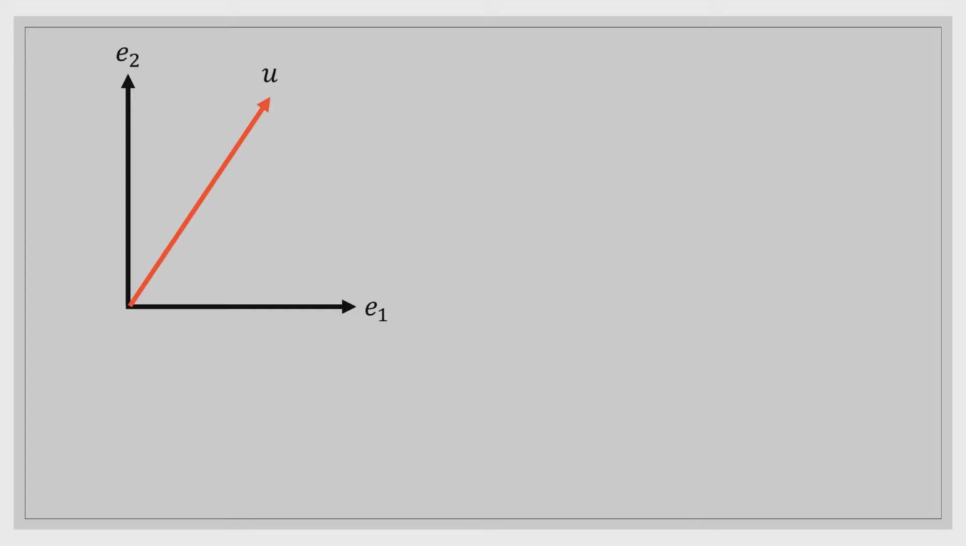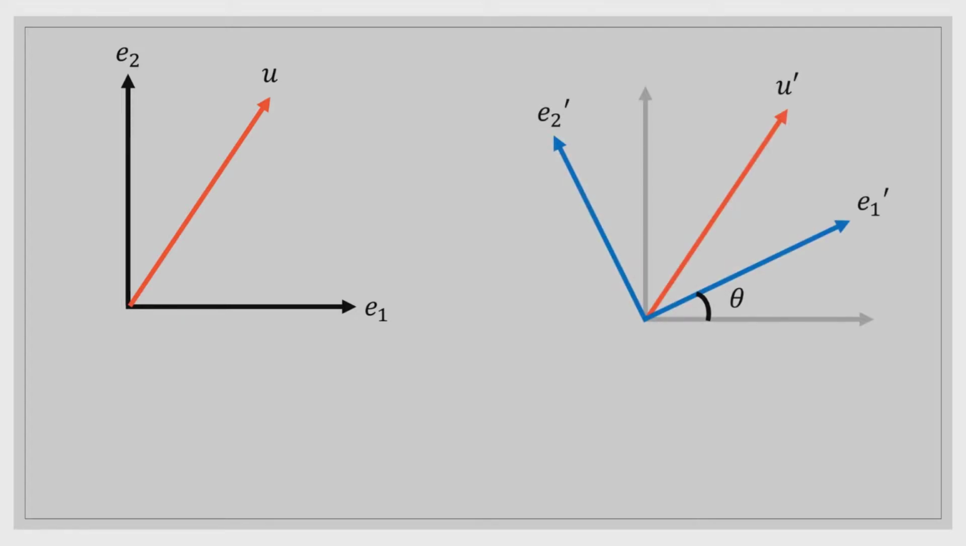But then we'll go, you know what? This is great, but I prefer this. Basically, all we did is we took E1 and E2 and we rotated them by an angle, theta. Now, the vector itself, u, didn't change. But if we change the coordinate system by changing the basis, E1 and E2, now known as E1 prime and E2 prime, the coordinates of u are going to change. That's why instead of u, in this coordinate system, we have something called u prime.